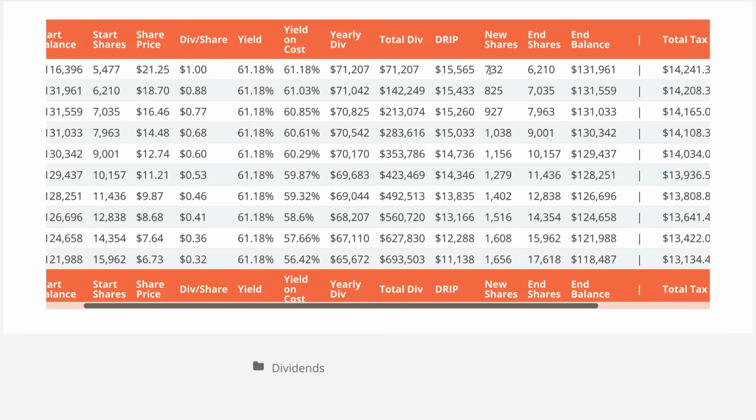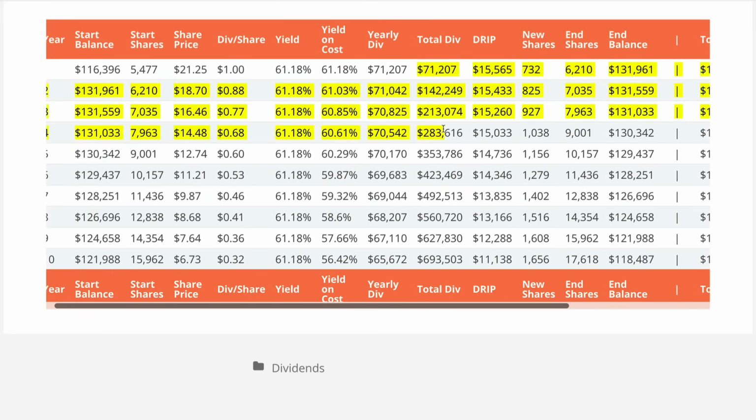You can see new shares over here. In the first year, just with the drip of like 15%, you add 732 shares, and then the next year you add 825, 927, and this shows you the end shares for the year. And here is the total dividend that you have collected.